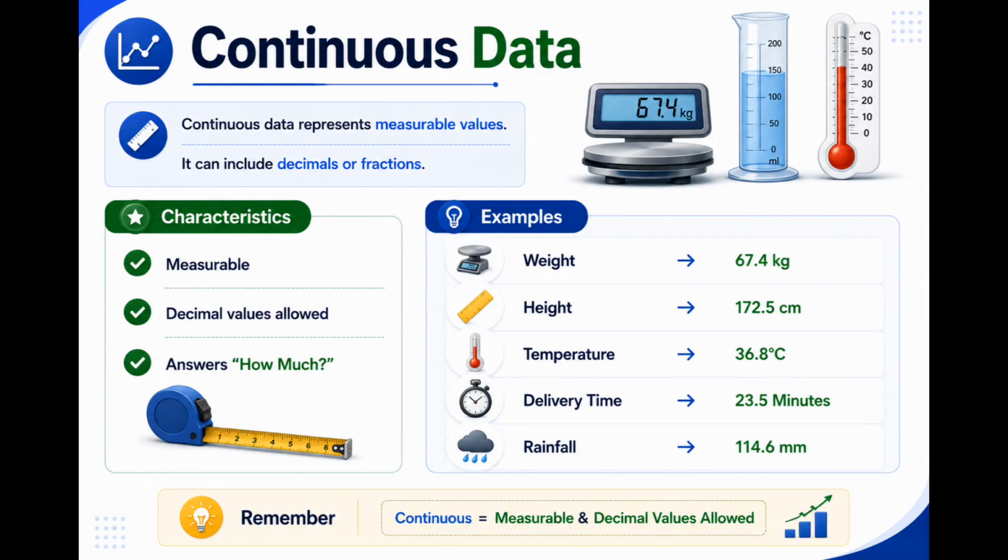For instance, a person's weight can be 67.4 kilograms, or the temperature can be 36.8 degrees Celsius. So, whenever decimal values are possible, the data is continuous. A simple trick to remember is continuous means measurable and decimal values are allowed.